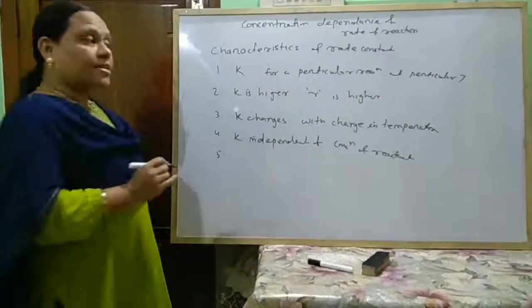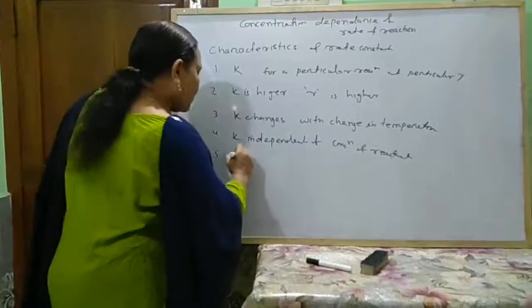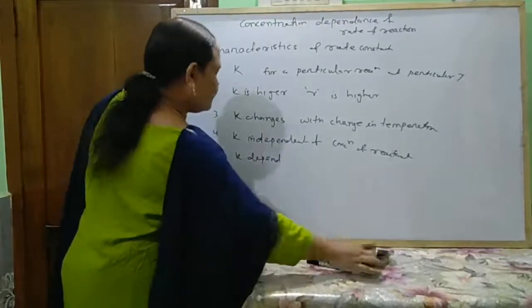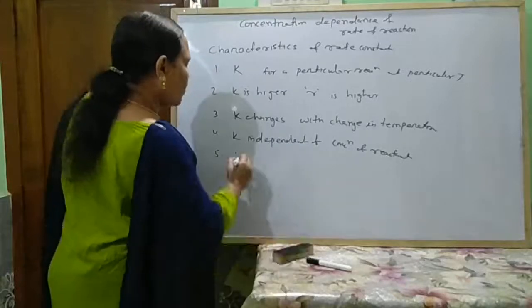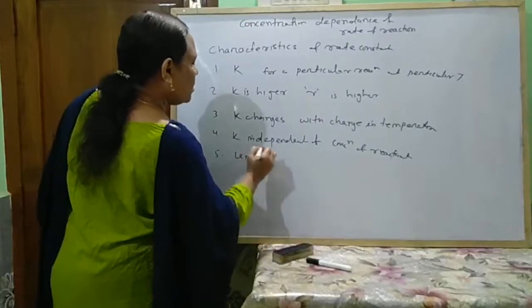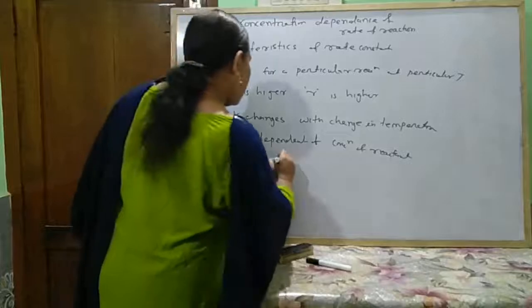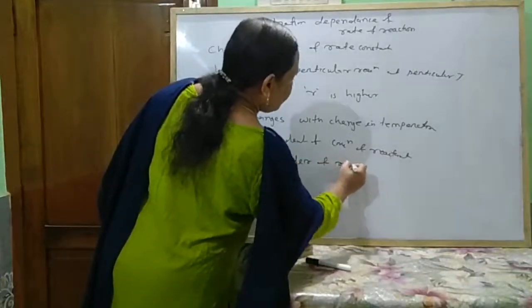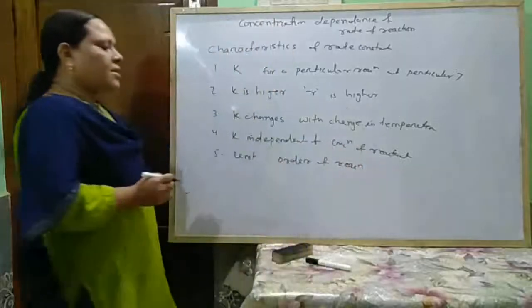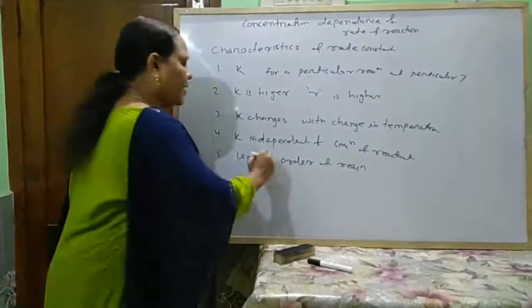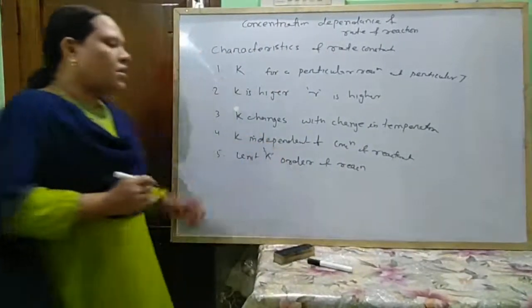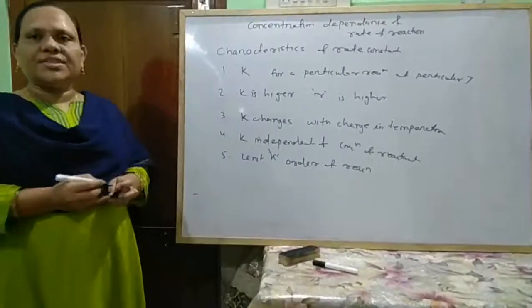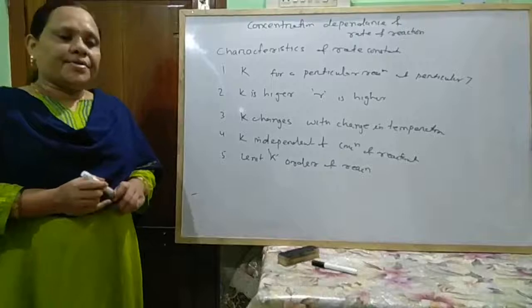Next, another point, the unit of K depends on order of reaction. So these are the 5 main characteristics of rate constant.